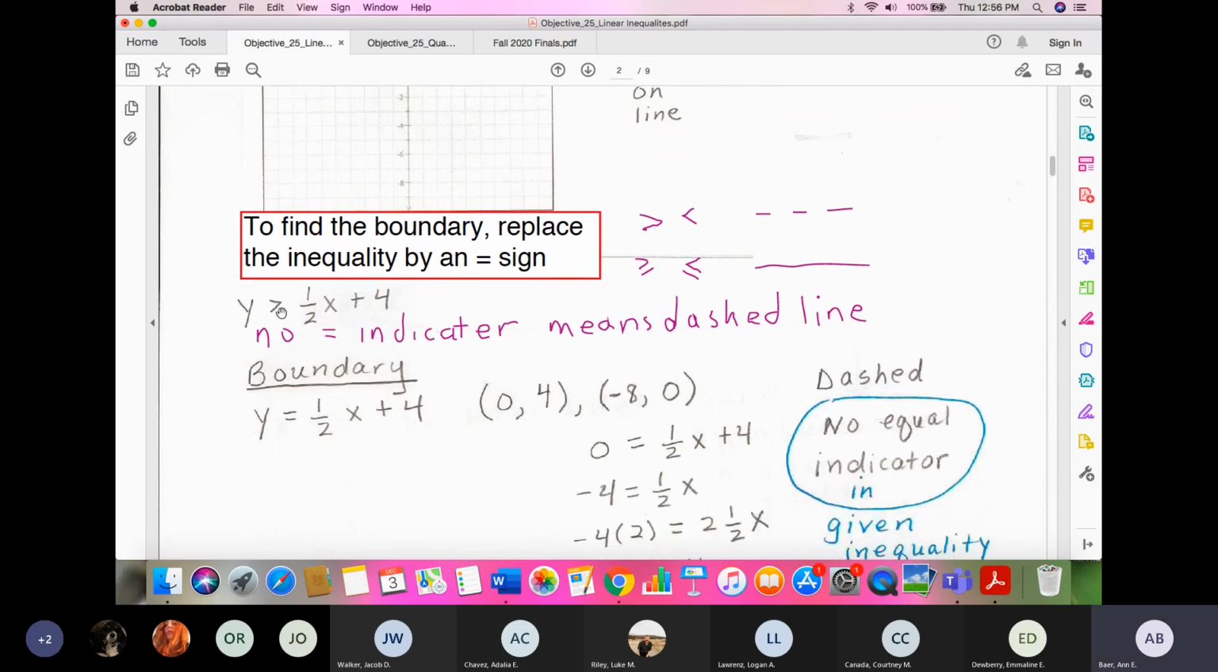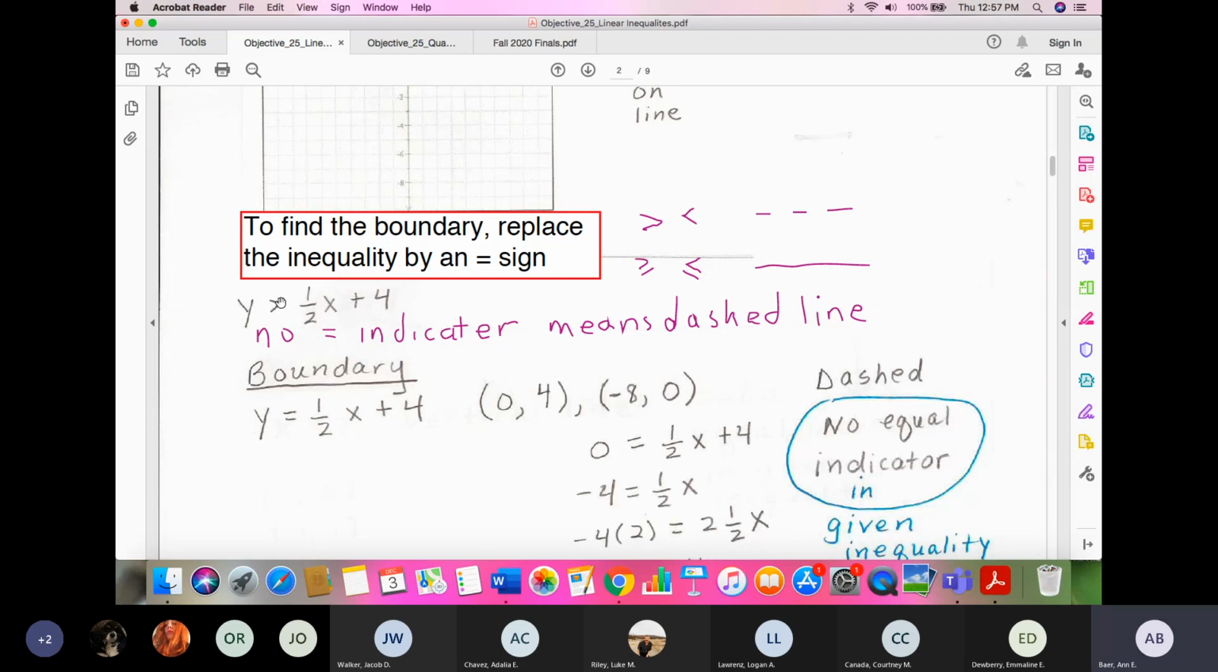So we want to take that out, the original inequality, and replace it by an equal sign. So our boundary is actually y equals. We're putting in an equals here temporarily just to get the boundary. So y equals 1/2 x plus 4. That's our boundary. And we are going to graph our boundary as a dashed line.